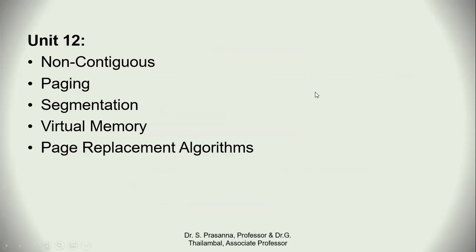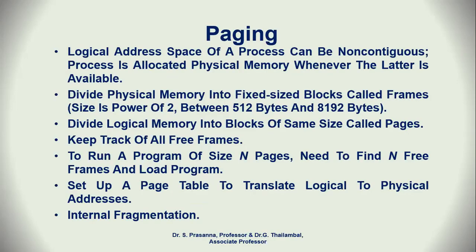The next topic we are going to see is non-contiguous allocation: paging, segmentation, virtual memory, and page replacement algorithms. What is paging? The logical address space of a process can be non-contiguous. The process is allocated physical memory whenever the latter is available. What is non-contiguous? There won't be a continuous space available for a process to allocate, so it is a non-contiguous space.